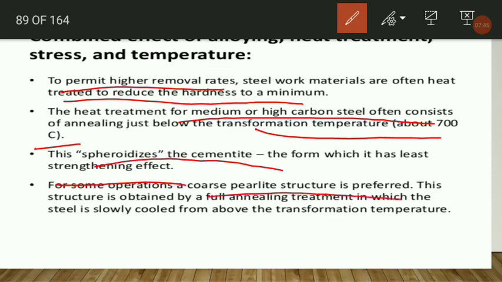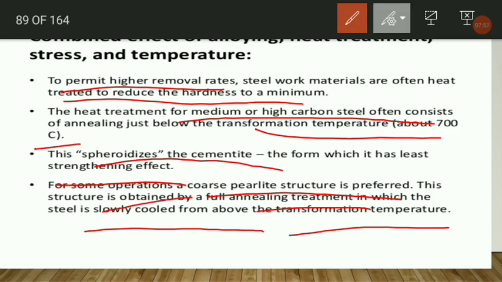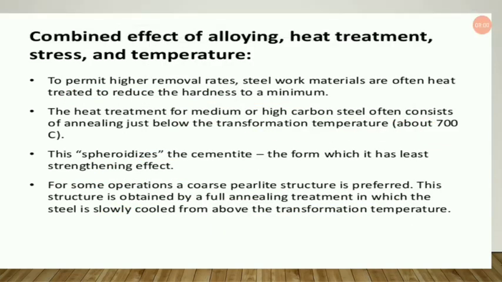For some operations, a coarse pearlite structure is also prepared. This structure is obtained by a full annealing treatment, in which the steel is slowly cooled from the transformation temperature. So, this is the effect of alloying, heat treatment, stress and temperature. Okay.